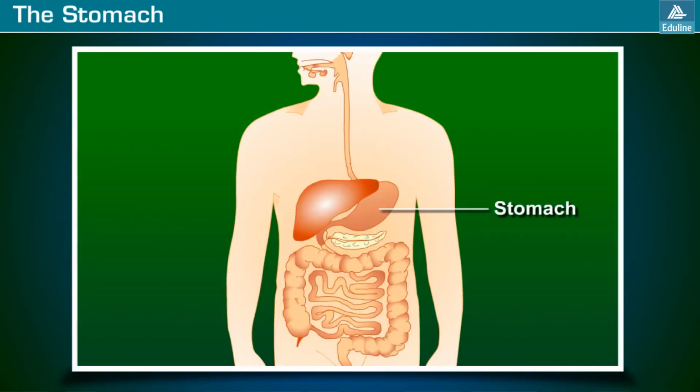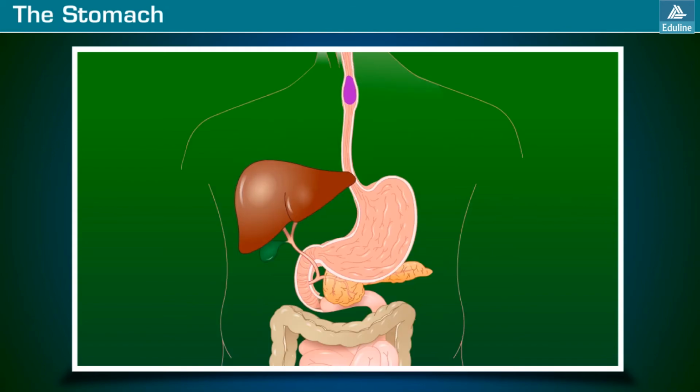The stomach. The stomach is a muscular J-shaped, thick-walled bag. It is the widest part of the alimentary canal. One end of the stomach is connected to the esophagus to receive food, and the other end is connected to the small intestine, where food is passed from the stomach.